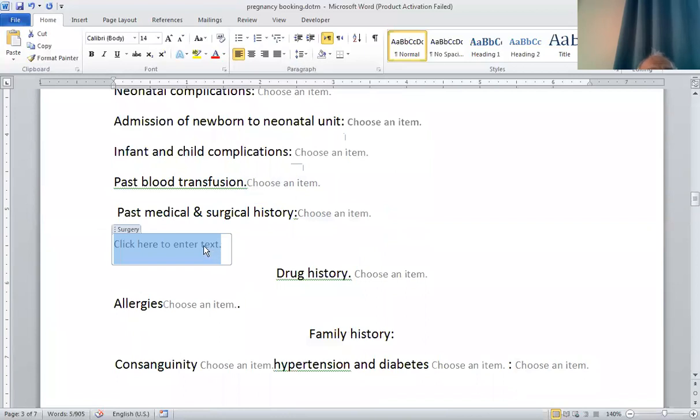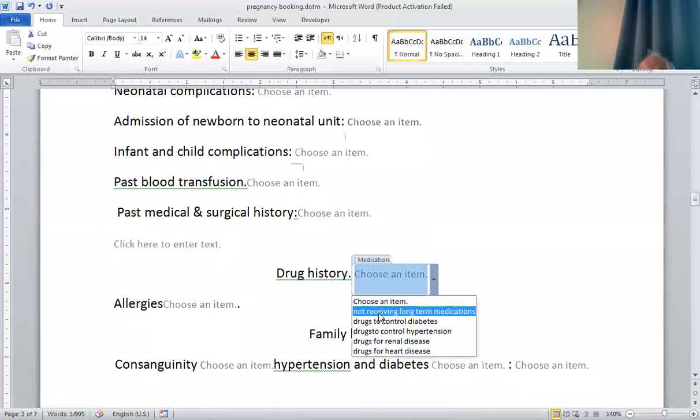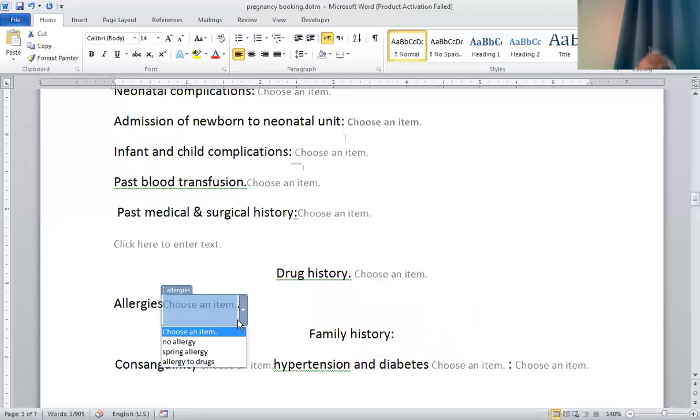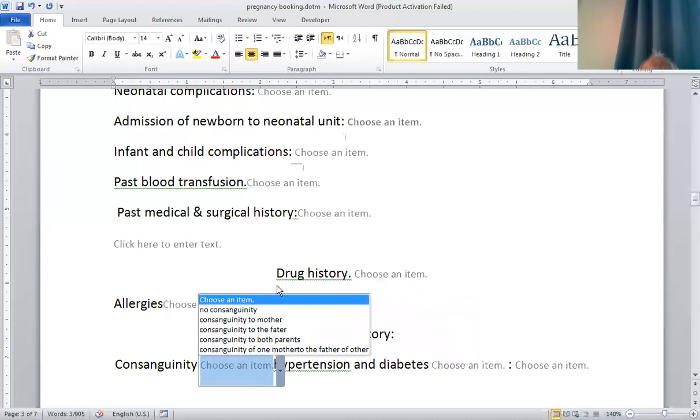We're going to tell whether the patient has any operations or not, and whether the patient is receiving long-term medication, such as drugs for control of diabetes, hypertension, renal disease, or heart disease. If the patient has allergy, we should mention the allergy to transplant and the allergy to drugs, and then we should tell whether there is consanguinity of the mother or the father or both parents.